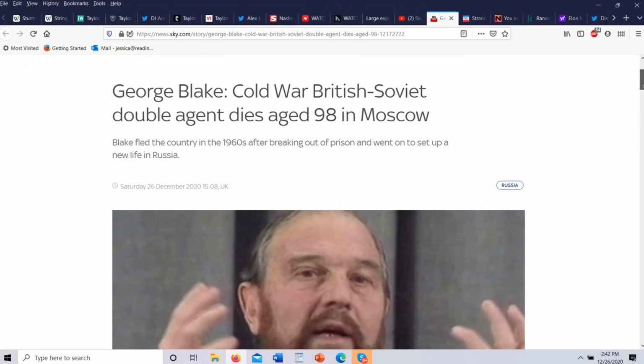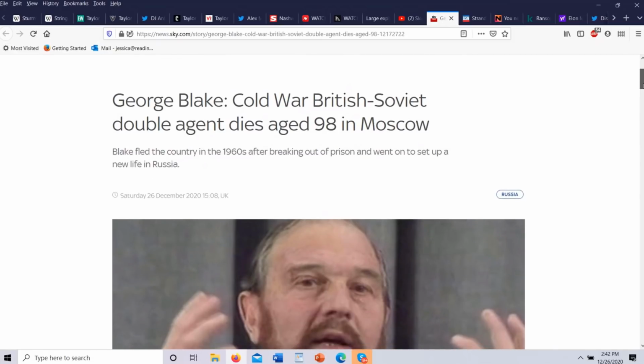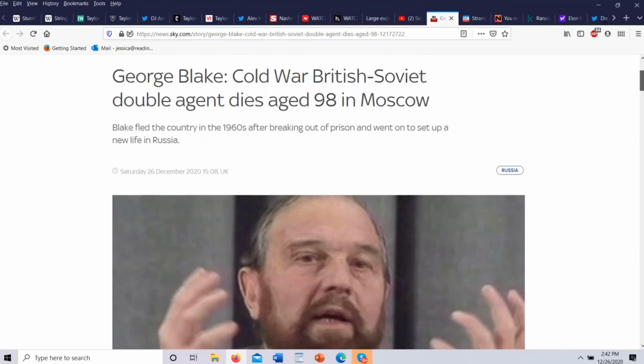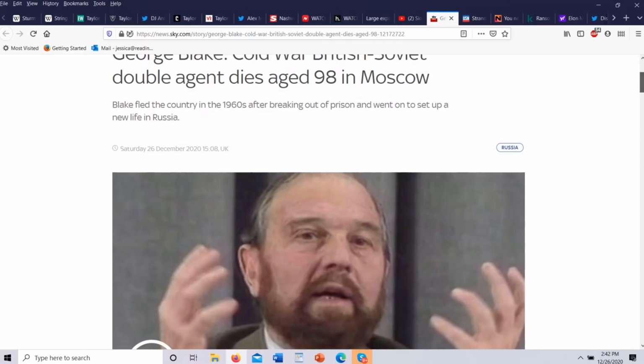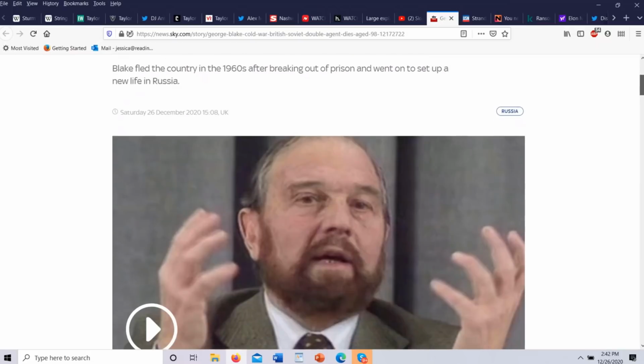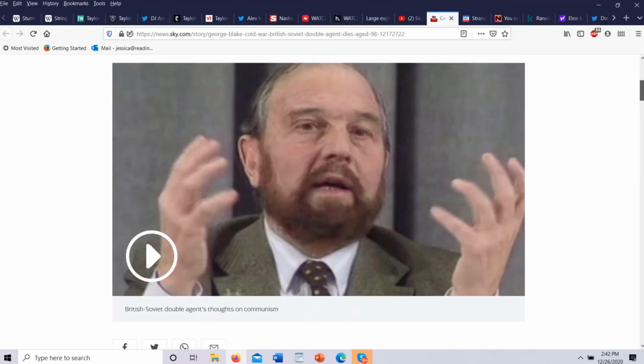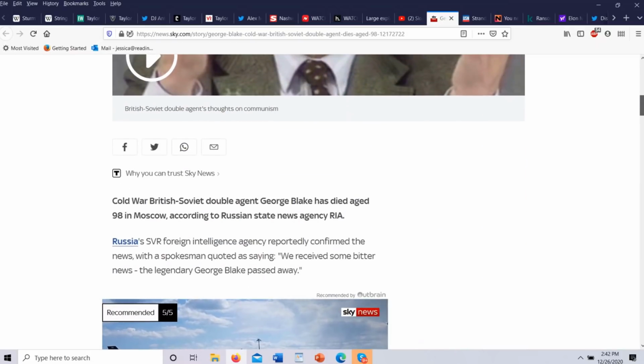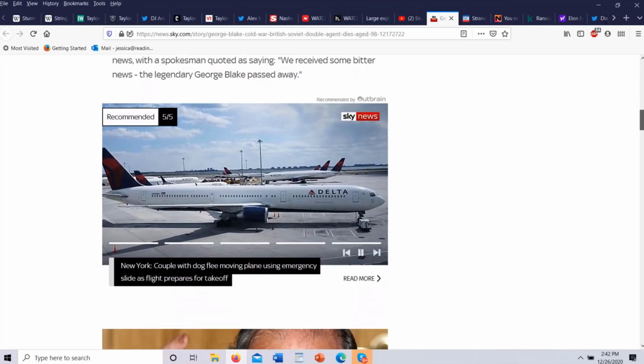Okay, so we talked a lot about the Cold War recently, and this guy by the name of George Blake, Cold War British Soviet double agent, dies at age 98 in Moscow. I didn't know if you want to say anything about it, or we just acknowledge that he was pretty old. It wasn't like he was taken out or anything.